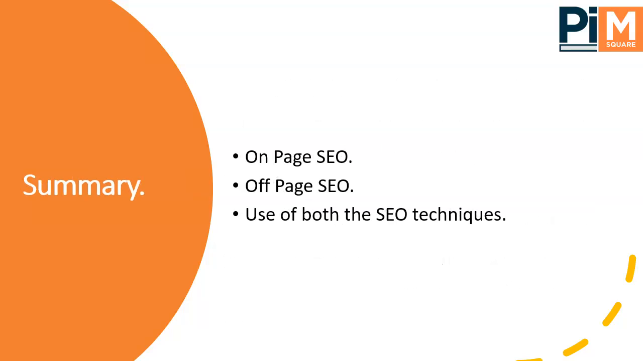So today we have discussed on-page SEO, off-page SEO, and the use of both SEO techniques. By summarizing, we understood the definition of on-page SEO and the different types of on-page SEO techniques available, or the checklist of on-page SEO, and off-page SEO, and what different techniques are available to do off-page SEO.